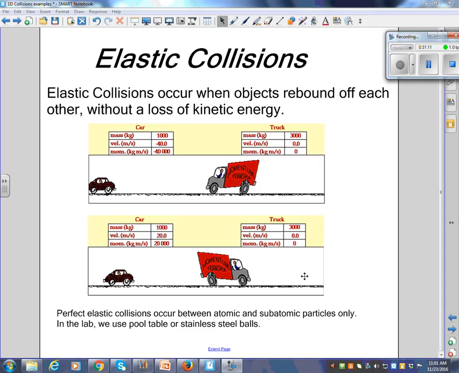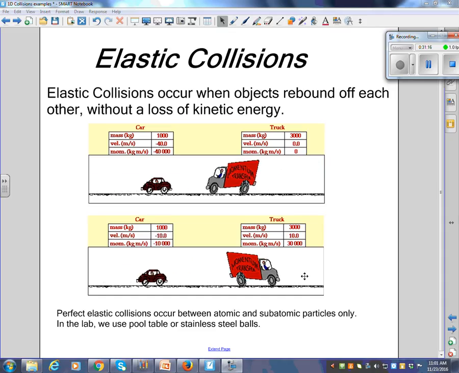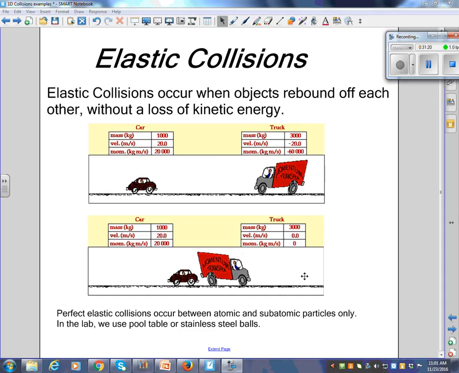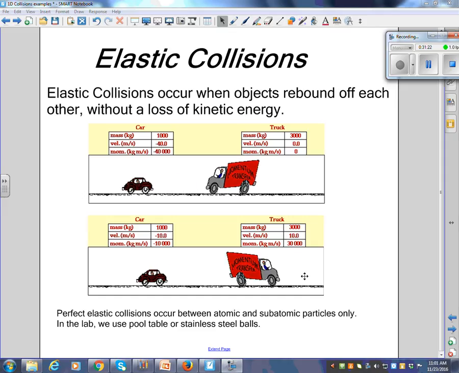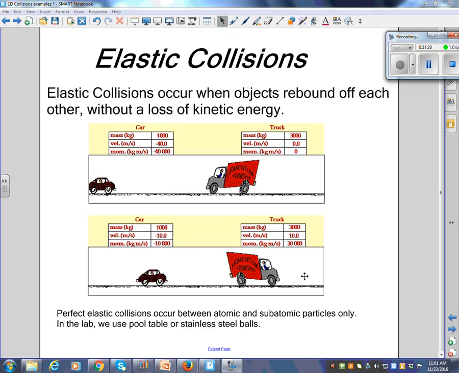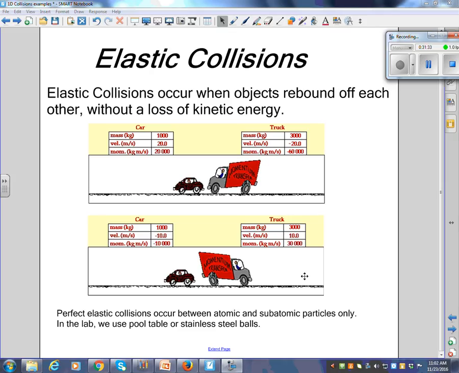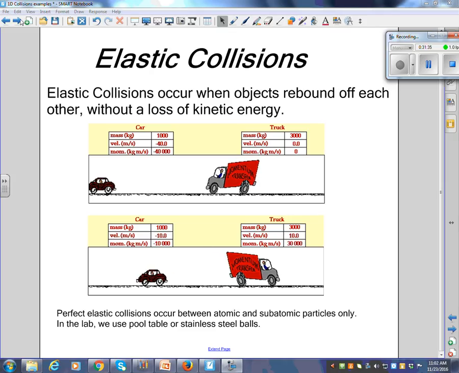Now, perfect elastic collisions occur between atomic and subatomic particles only. In the lab, they use pool table or stainless steel balls, like this thing here, which when it works only goes so long, and eventually it runs out of energy. Why? Because that kinetic energy is converted to heat, and the steel balls actually do. You can't feel it, they're warm. But if you had a really accurate thermometer, you could tell.